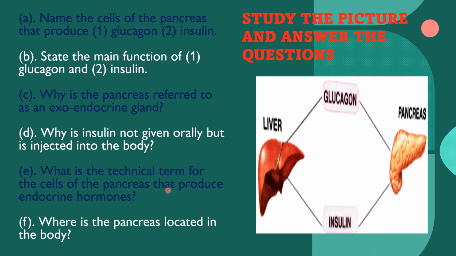What is the technical term for the cells of the pancreas that produce endocrine hormones? You have to read the question carefully. Cells of the pancreas that produce endocrine hormones. Generally they are asking for that group of cells. What is it called? Islets of Langerhans.